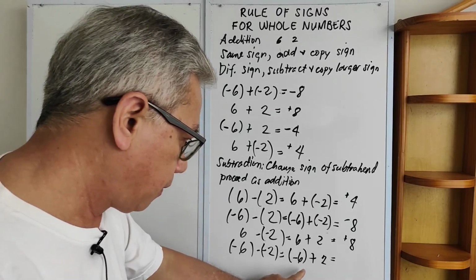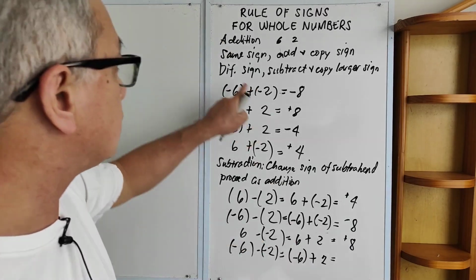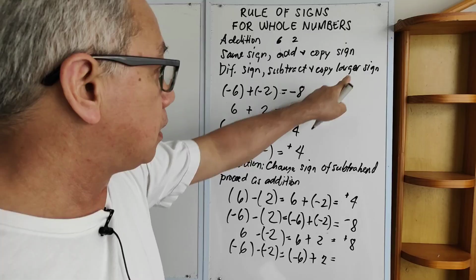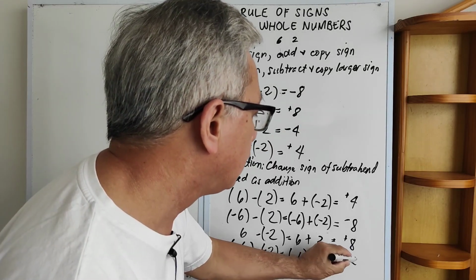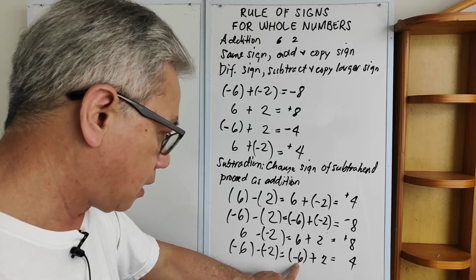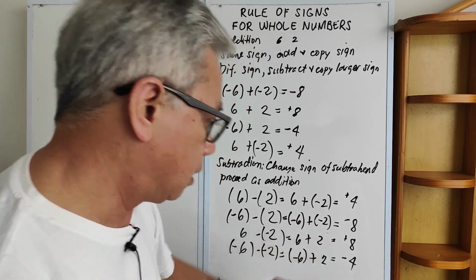In here, negative, positive, they have different sign. Subtract and copy the larger sign. So we have to subtract 6 minus 2 is 4. And then this is the larger sign, which is negative, so this is negative.